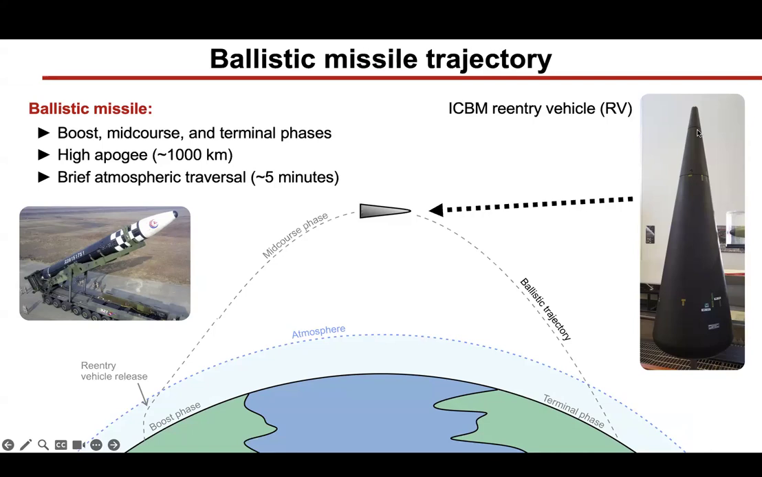For intercontinental range delivery, as shown in this cartoon, this will reach an apogee, or a highest altitude, on the order of thousands of kilometers and will only spend a few minutes at the start and end of its flight, the boost and terminal phases, traversing the atmosphere. The rest of the time, these will fly through outer space on a typical minimum energy trajectory.